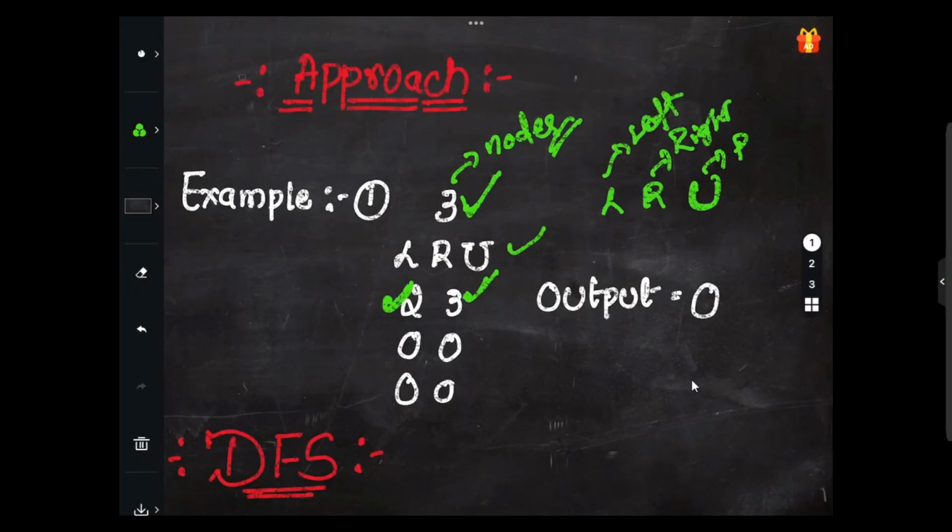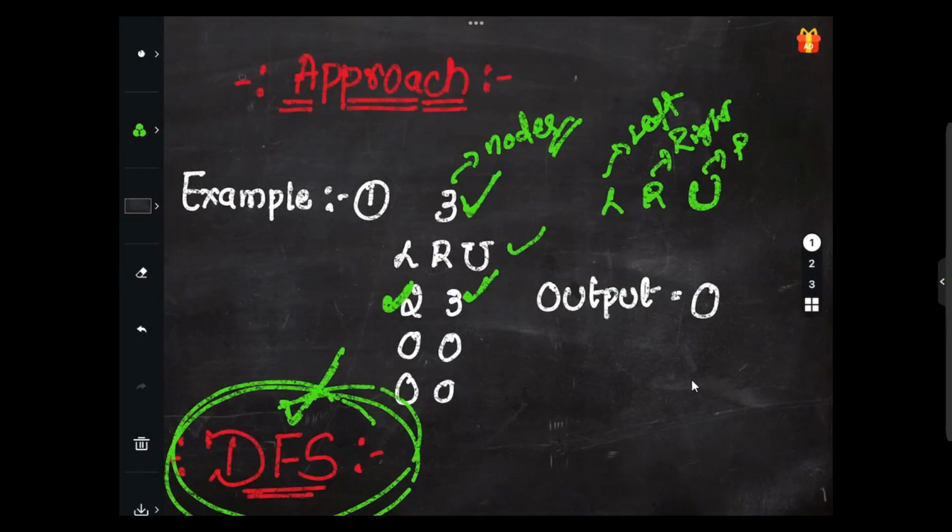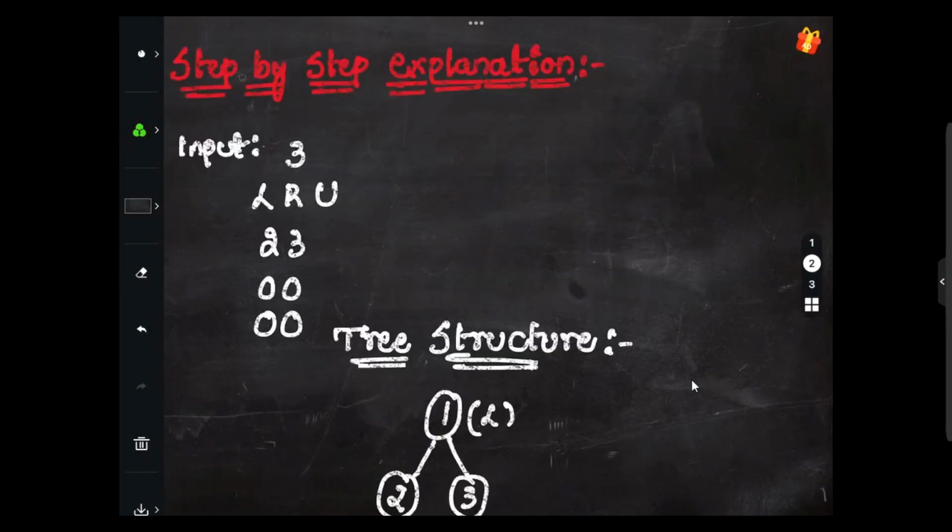The first thing that we need to keep in mind here is we will be going with a DFS approach. Just keep this in mind, don't get confused. Let's move on with the step-by-step explanation first. I have considered the same first example that they've given in the question. So here I have gone with the tree structure.